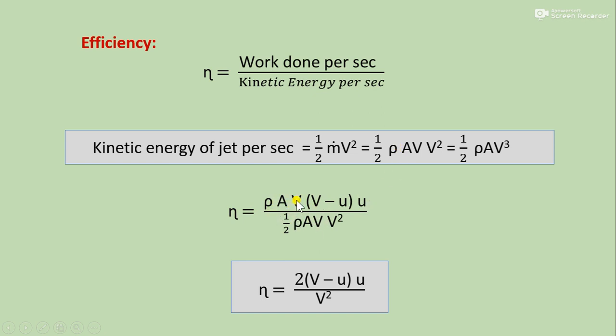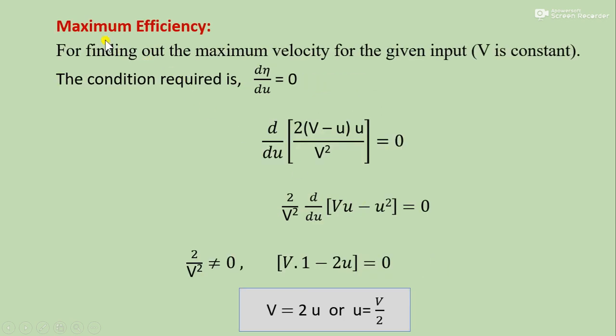So here rho av, these three terms are cancelling from the numerator and denominator. So by simplifying, we get efficiency, that is 2 into (capital V minus small u) complete into u by capital V square. Now for maximum efficiency, as we know, velocity of jet we have to take constant, means there is a variable plate velocity.